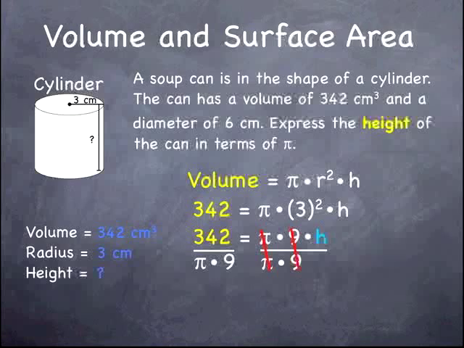And so now I'm left with just simplifying the left-hand side. Again, I want to make sure pi stays in my answer. I notice that the pi is in the denominator, so the pi is going to stay in the denominator, and I just want to simplify 342 over 9. If I type 342 divided by 9 into my calculator, I get 38. And so 38 will go in the numerator, and the pi will stay in the denominator. When I do this, I've solved for the height of the soup can, which is 38 over pi centimeters.